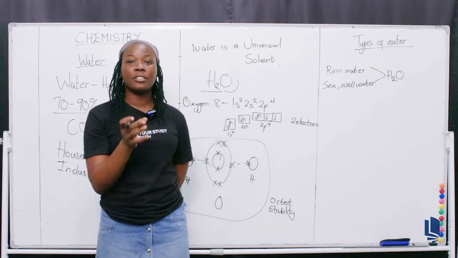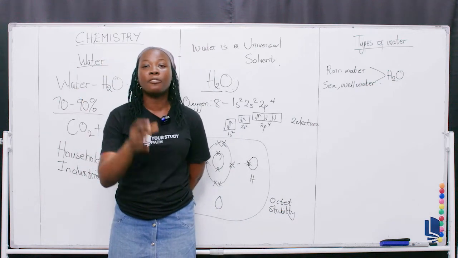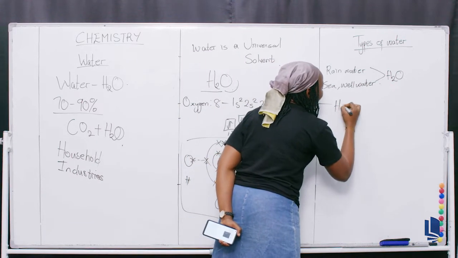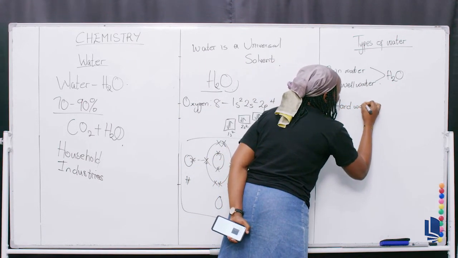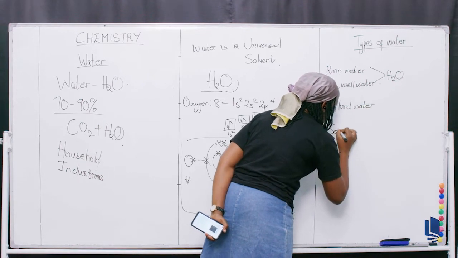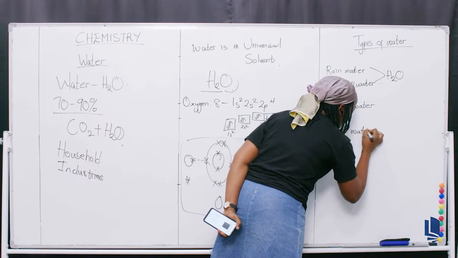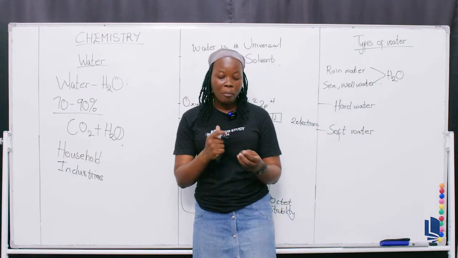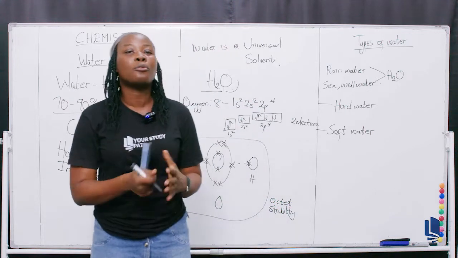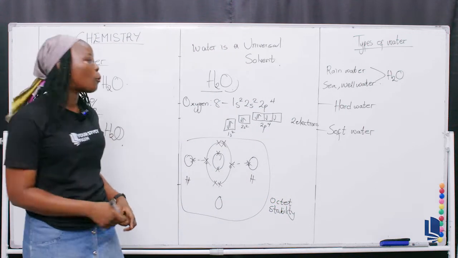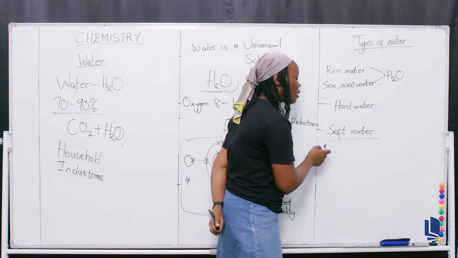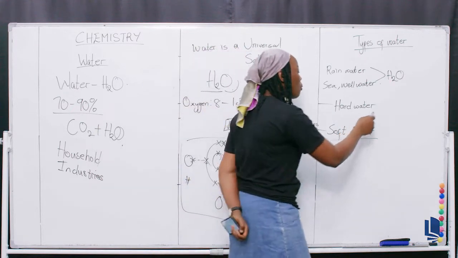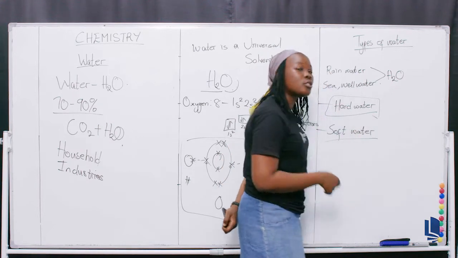That means there are definitely types of water. There are two major types of water. We have hard water and soft water. That means one will form lather easily with soap and the other wouldn't. As the name goes, soft water will definitely form lather easily with soap, and hard water wouldn't form lather easily with soap.